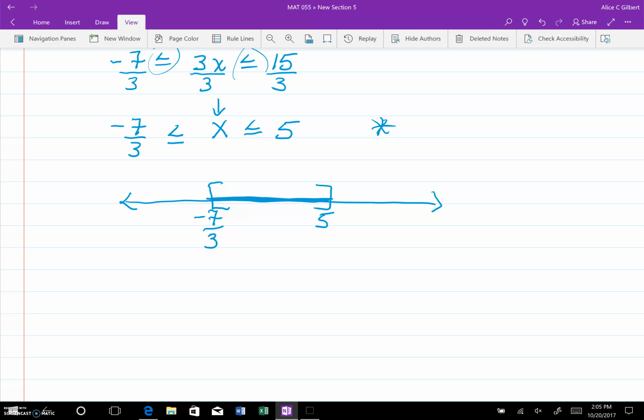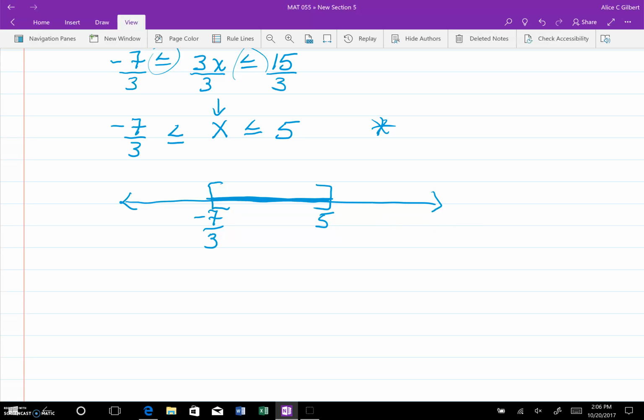Okay, now we can double check. Let's say, just to be on the safe side, let's say x was 6. So if I put 6 in there, is 6 between negative 7/3 and 5? In other words, greater than negative 7/3? Well, it is greater than negative 7/3, but it is not less than 5. So I know 6 out here won't work. 7 won't work. 8 won't work. Okay, none of that'll work.